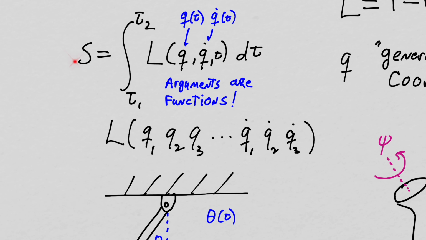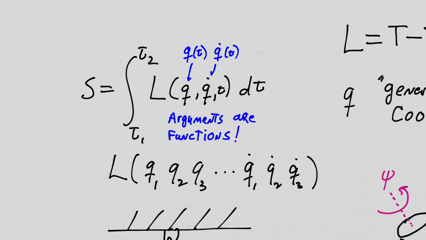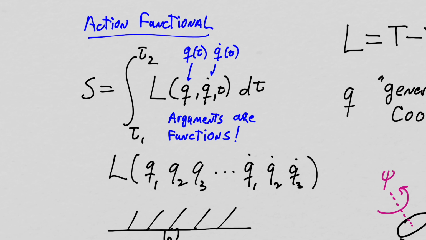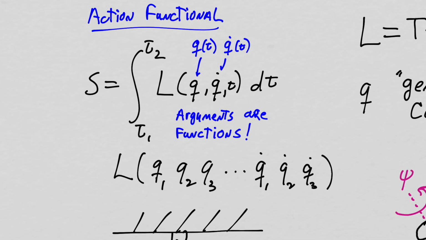So now S is a number, because L is going to be a function, and it's going to ultimately be a function of time. So when we integrate out time, then there are no variables left, and we get a number. So S is a number that depends on functions. And because of this, this is called a functional, and we can talk about the action functional. That's what we're interested in calculating: the action functional.